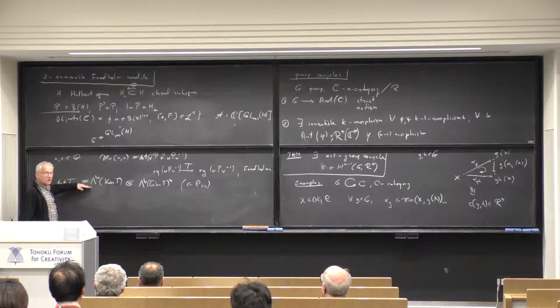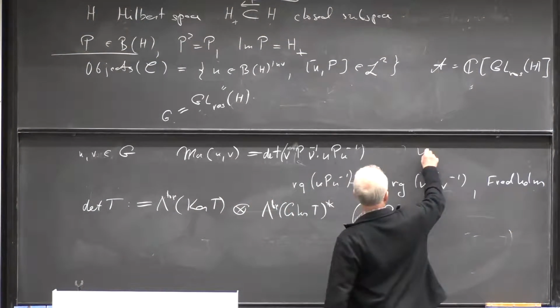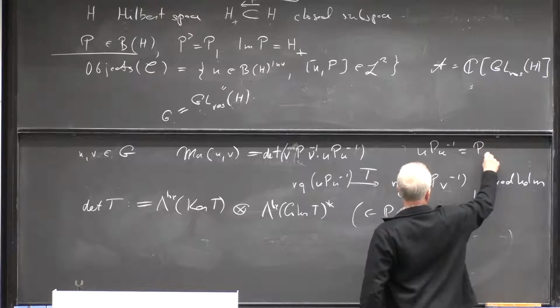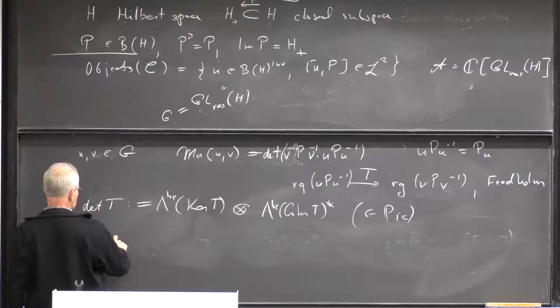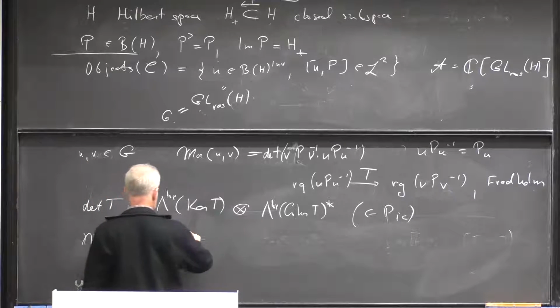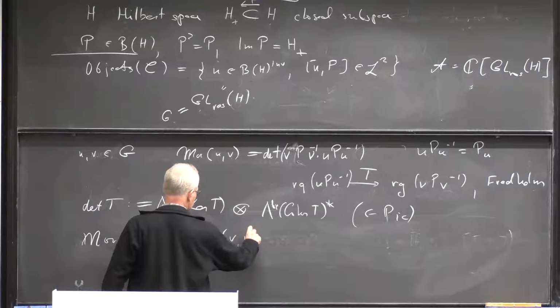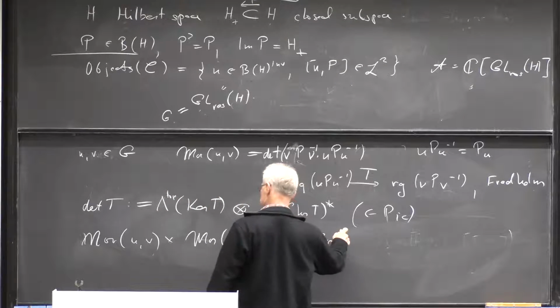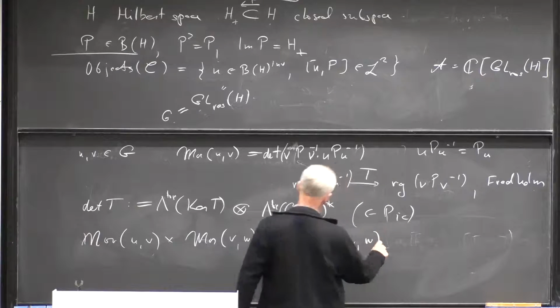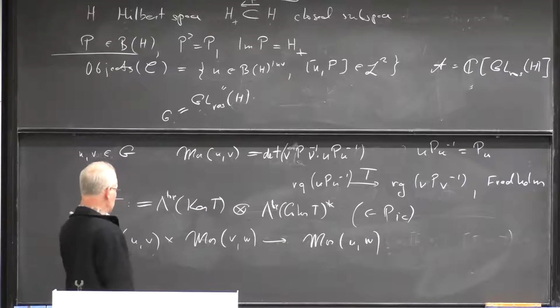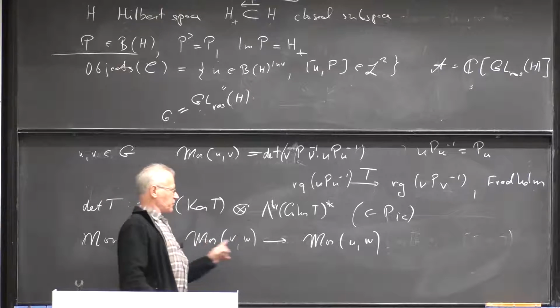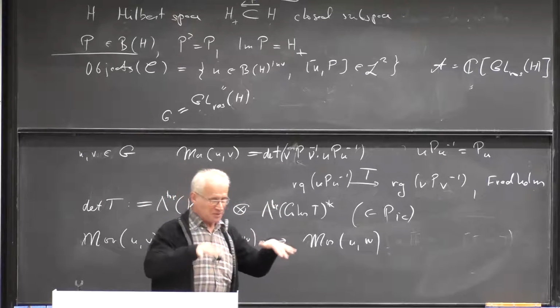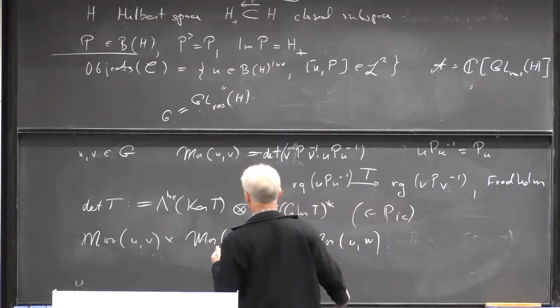The one thing I need is composition. Let's go with U P inverse P U, just the notation. The important part, of course, in categories is this composition: morphisms from U to V cross morphisms from V to W go to morphisms from U to W. My morphisms here are just elements of one-dimensional vector spaces, and I need some canonical map so that the composition will be associative in that category.